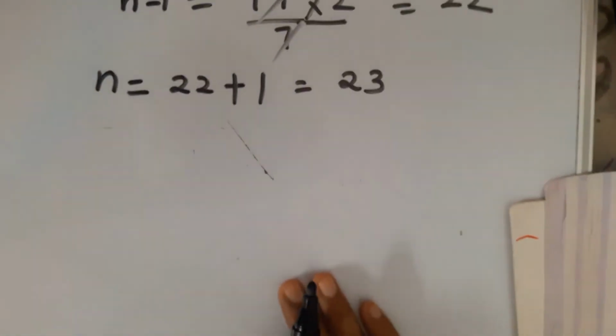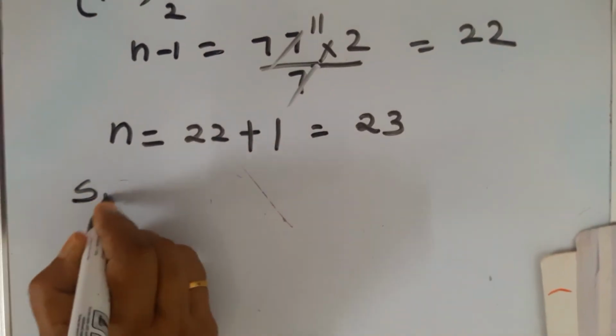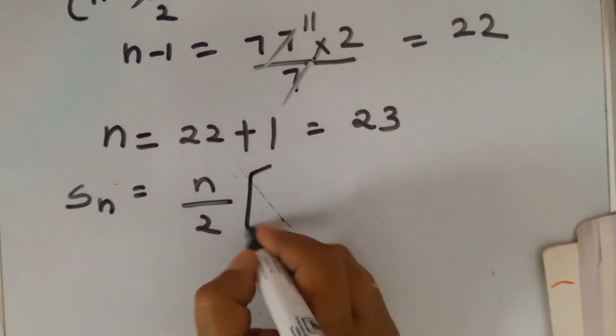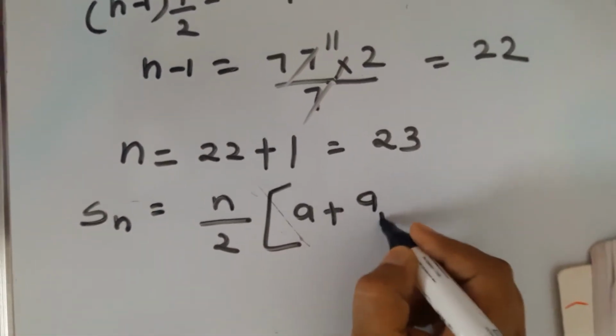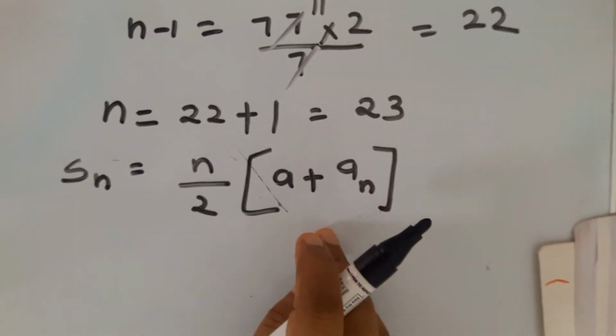Now once you get n, then we have to find the sum. What is the sum? Sn will be equal to n by 2. Here we will be using the second formula. Which is the second formula? A plus an. Why are we using the second formula? Because here we know an. We know the last term. That is why we are using this formula.